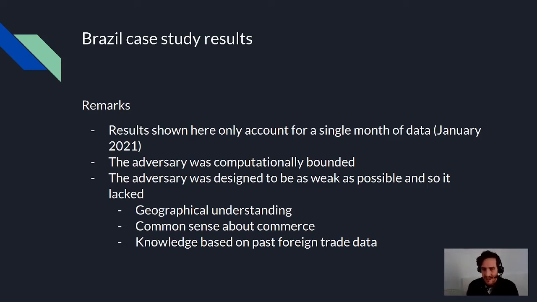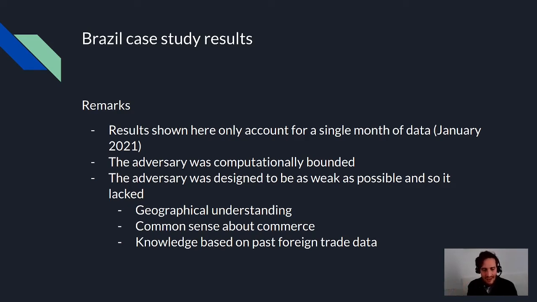We also didn't use common sense about commerce. So, for instance, if an import of 2,000 tons of iron ore was going to a city that just had two businesses there, a hospital and a steel mill, the adversary wouldn't know which one, but in a real case scenario, it's obvious that a steel mill is probably the importer behind 2,000 tons of iron ore.